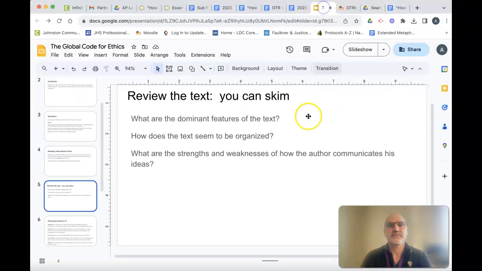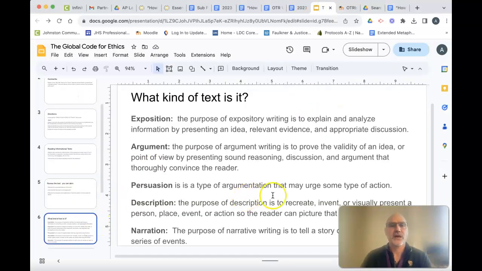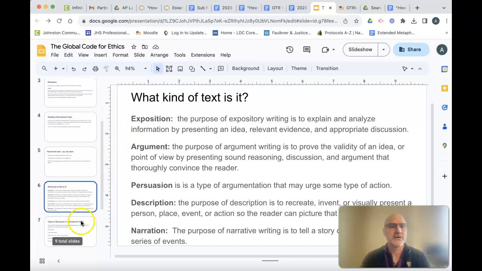If we go back to our lesson and we look at our text, what kind of text is it? Is it exposition, which would be expository writing to explain or analyze information? Would it be argument? The purpose of argument writing is to provide or prove the validity of an idea. Persuasion is to imply some kind of action or to persuade someone to believe something. Description is to recreate, invent, or visually represent a person, place, event, or action. And narration is to tell a story, right, or narrate the event. We probably are going to be focusing with this document on these two and start thinking about what is actually happening there. It might have elements of both, so that's something you might consider.